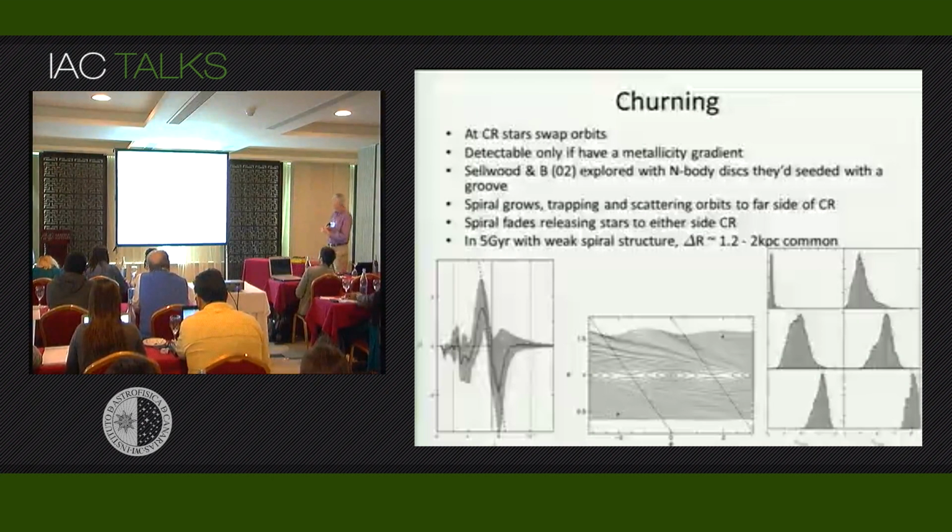So in another experiment, we just set up a disk that should have been stable, and integrated it for about 5 gigayears. Very weak spiral structure emerged. You could see very, very weak spiral structure emerging as the thing evolved.